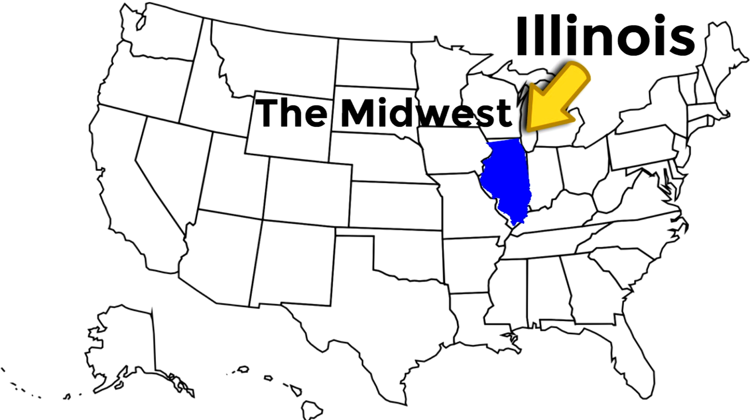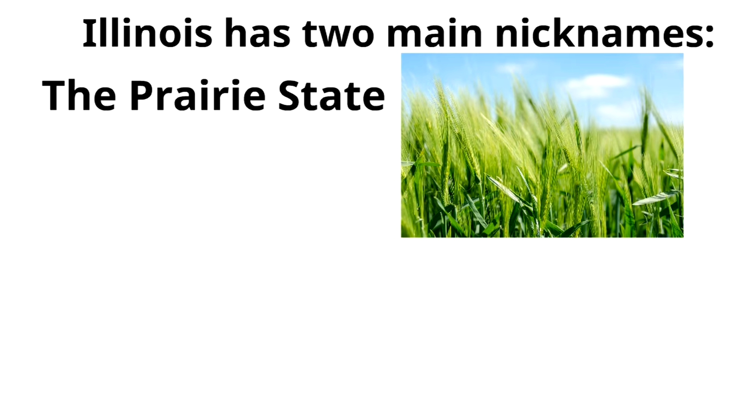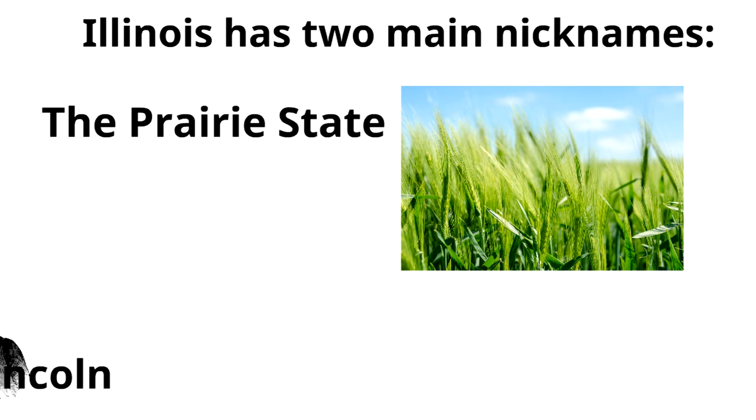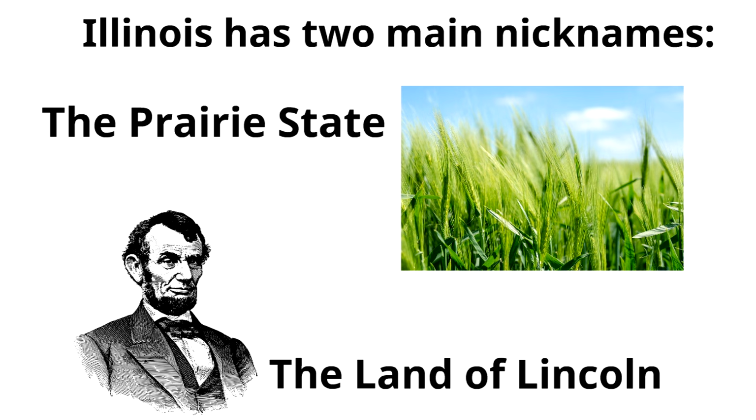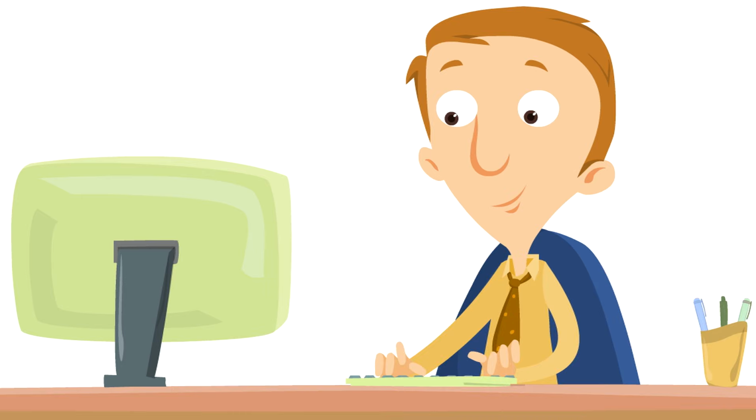Let's review. Illinois has two main nicknames, the Prairie State and the Land of Lincoln. And Illinois is right here in the Midwest region of the United States. Let's learn some more cool facts about the state of Illinois, the Prairie State, the Land of Lincoln.